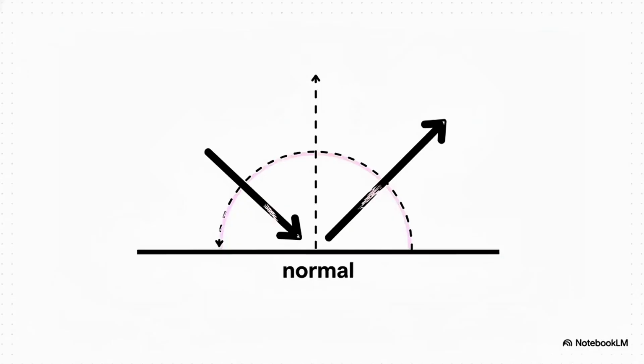Using that imaginary normal line, we can mathematically map the entire bounce. The angle between the incoming incident ray and the normal line is called the angle of incidence, and we just represent that with a lowercase i. Then, the angle between the outgoing reflected ray and that exact same normal line is the angle of reflection, represented by an r.